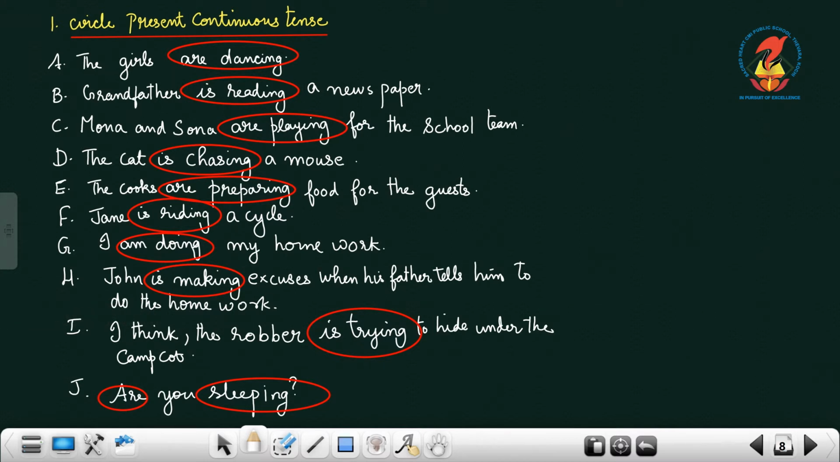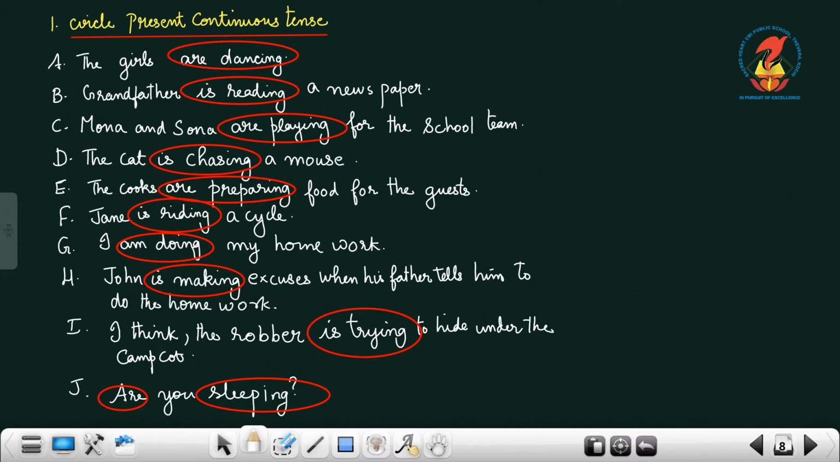Next one, I am doing, am plus do plus ing, since the subject is I. Then H, John is making excuses when his father tells him to do the homework. Is making, is plus make plus ing. Then I, think the robber is trying to hide under the camp cot. What is camp cot? A bed which can be folded. Okay, so the robber is trying, one robber only. So that is why the robber is trying to hide under the camp cot.